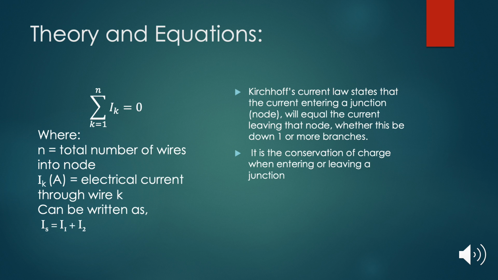The theory behind Kirchhoff's current law states that the current entering a junction or node will equal the current leaving that node, whether this be down one or more branches. Kirchhoff's current law upholds the conservation of charge, as there is no extra charge added or taken away from the system.